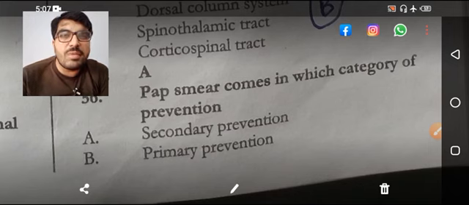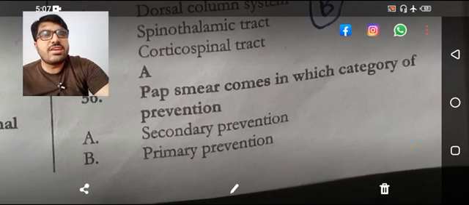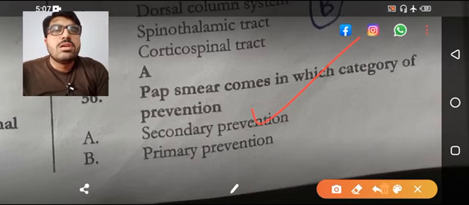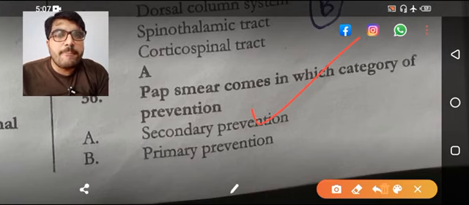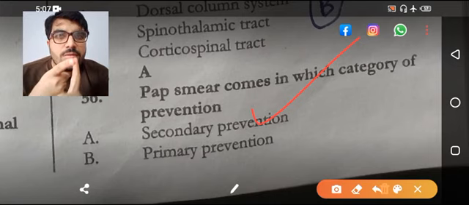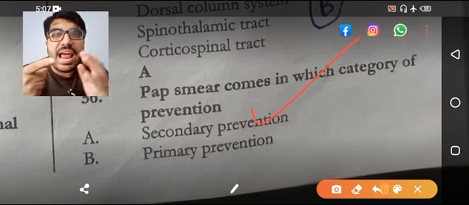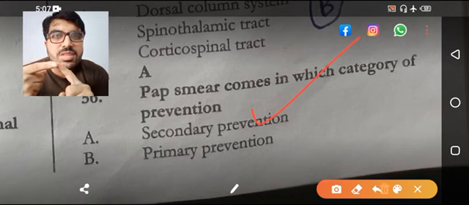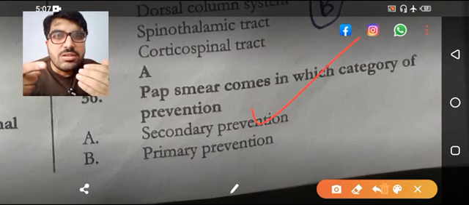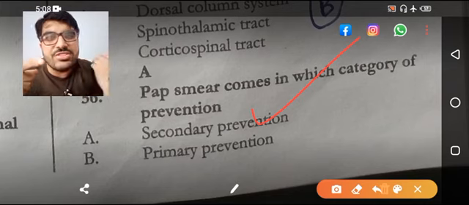Pap smear comes in which category? Now pap smear is a screening test, and the screening test comes under secondary prevention because it helps in early diagnosis and treatment. So there is another MCQ. You do something to prevent the emergence, to prevent the formation of risk factors. Avoidance of formation of risk factors means primordial prevention. Primordial prevention means you do something so that the risk factors do not develop. For example, say a patient is having thalassemia. The risk factor for thalassemia is cousin marriages. So you avoid cousin marriages. So you have avoided the risk factors for the development of a disease, that is thalassemia.